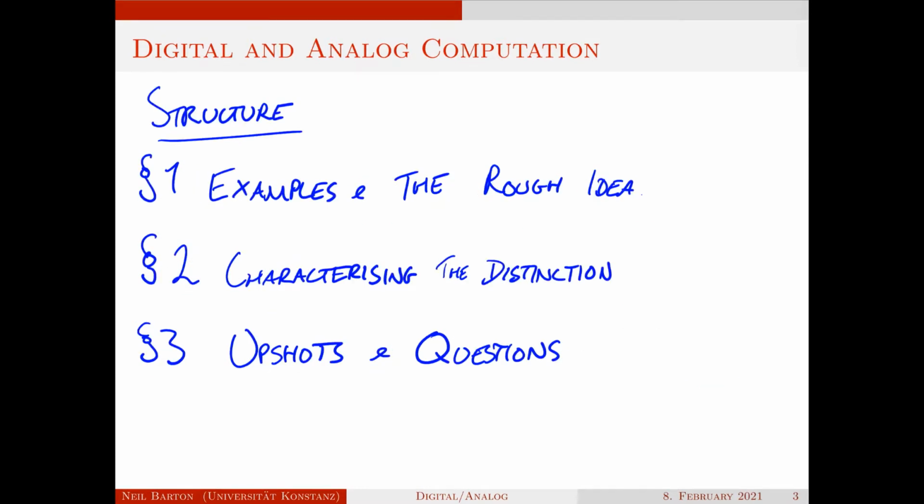So here's what we're going to do today. Firstly, I'm just going to go through some rough examples of the difference between analog and digital computation and talk about what the rough idea seems to be concerning the distinction. Then next we'll look at some characterizations that have been proposed in the philosophical literature. And I'm also going to then, in section 3, talk a bit about what the upshots of the efforts to make this distinction have been, raise some questions, and leave things pretty open.